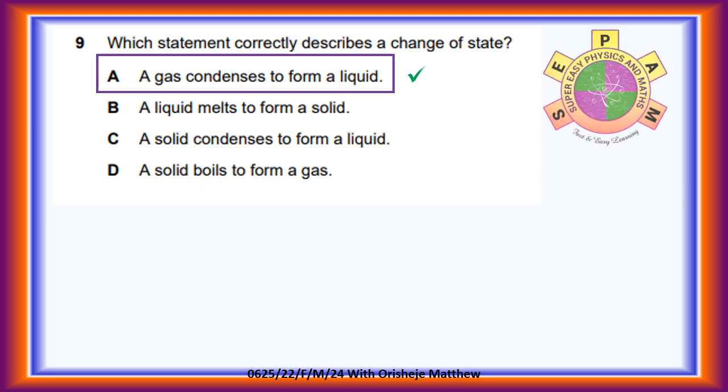A solid melts and does not condense. A solid does not boil. It's a liquid that boils. In option B, a liquid melts to form a solid. Melting is the process of a solid changing to a liquid, so this is the opposite of a change of state. In option C, a solid condenses to form a liquid. Condensation refers to a gas changing to a liquid, not a solid. In option D, a solid boils to form a gas. Boiling is a specific type of vaporization that occurs at a particular temperature. A more general term for a solid changing to a gas is sublimation. Therefore, option A describes a true change of state where a gas loses energy and particles move closer together, forming a liquid.